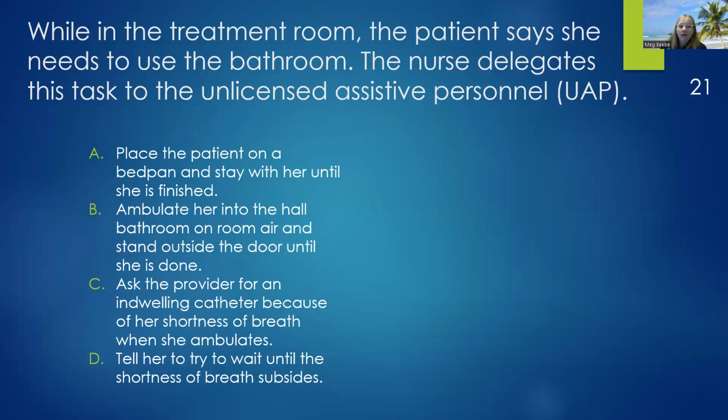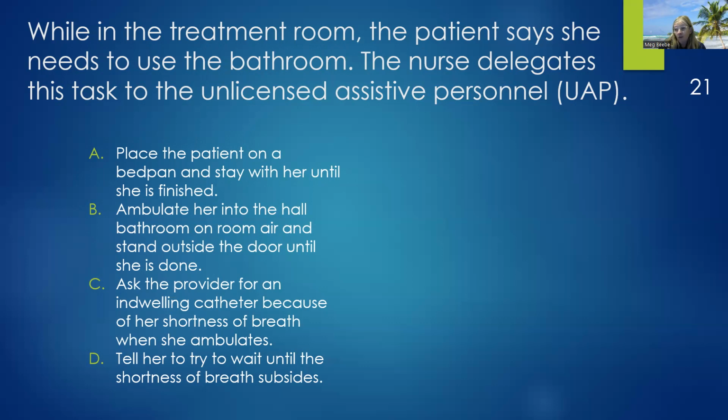All right, so while in the treatment room, the patient says she needs to use the bathroom. The nurse delegates this task to a UAP. So when you have a patient who has a deep vein thrombosis, we want to keep them on bed rest as much as possible because we don't want to dislodge a clot. We don't want any further clot movement. So the correct answer for this would be to have the UAP place the patient on a bedpan and stay in their room until they're finished.